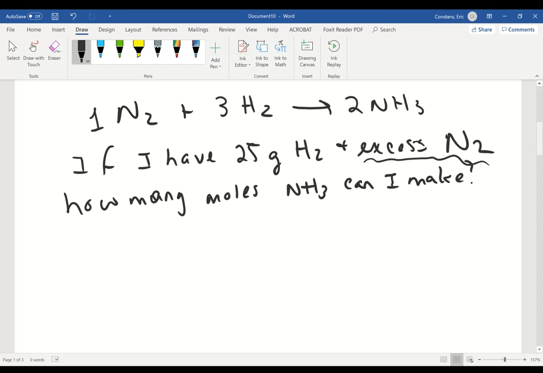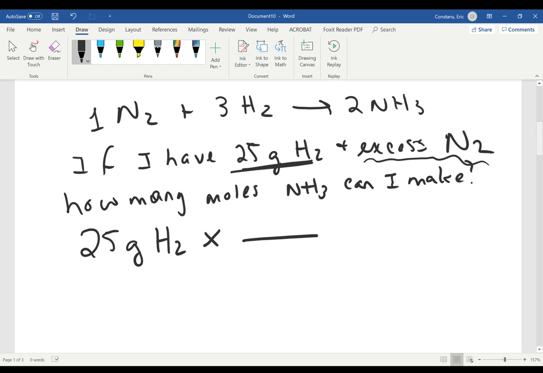So we're going to start this off the same way. This is what I have given, 25 grams of hydrogen, 25 grams of H2. That's my given. So we always start with our given. And then I'm going to multiply it by something that's eventually going to allow me to get to moles of ammonia. Now, I can't do that yet because there's really no equivalent between grams of hydrogen and moles of ammonia. There's no way to go directly from one to the other.